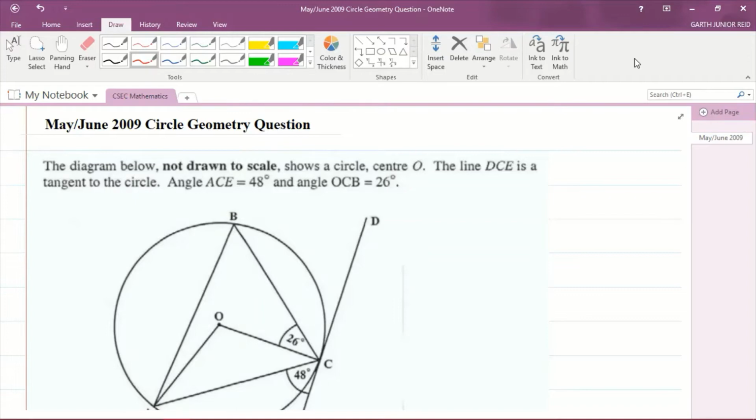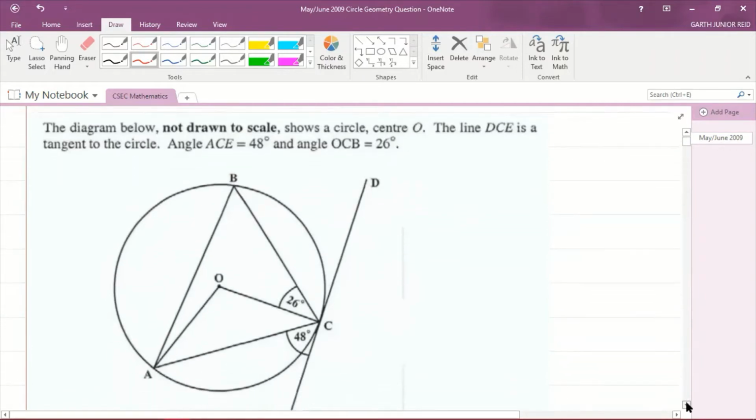We're focusing on section 8, that is geometry and trigonometry. Here we have a past paper question from the May June 2019. Let's do this question here.